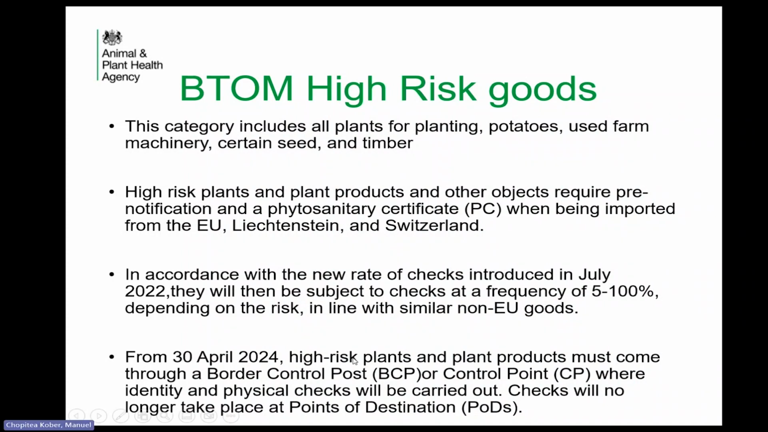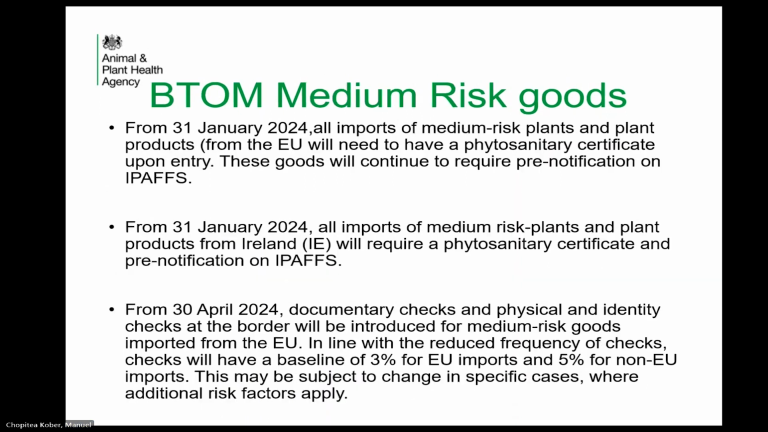Approved sites for it will probably cause other challenges. But yeah, that is expected for April, and it might be that it changes after. Then we have the medium risk goods. It's similar to the high risk rule, but they will be inspected at a lower frequency, and changes are expected for January and April.